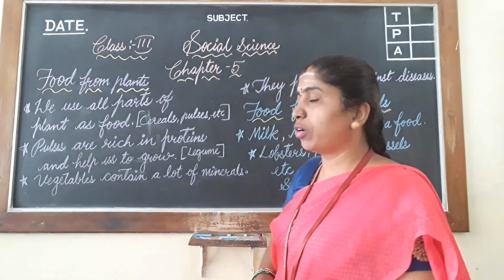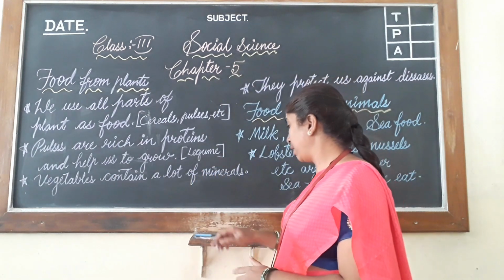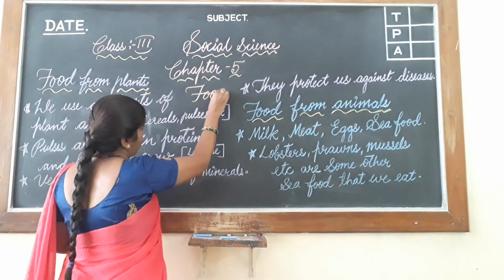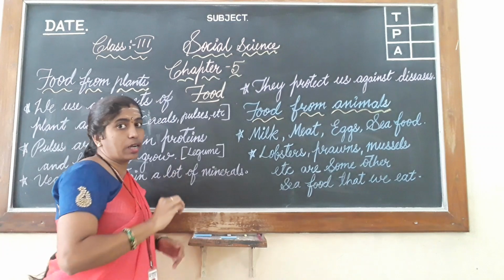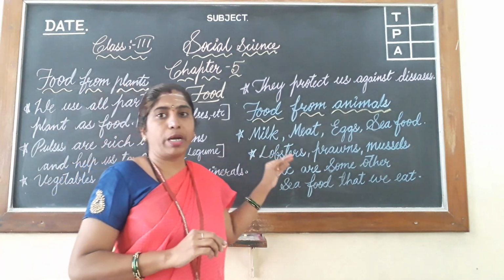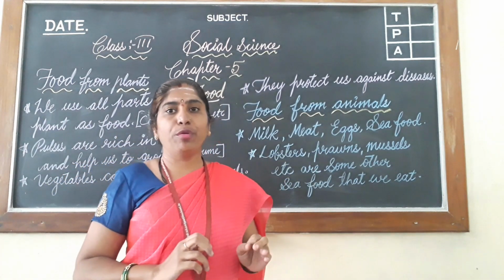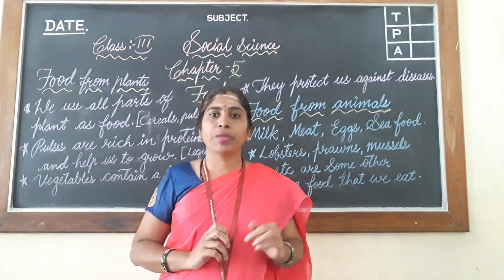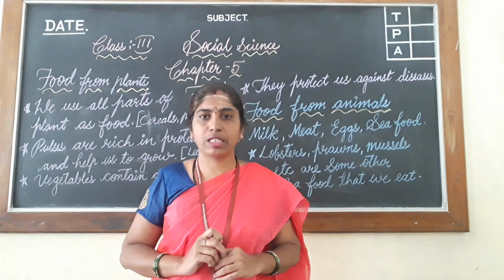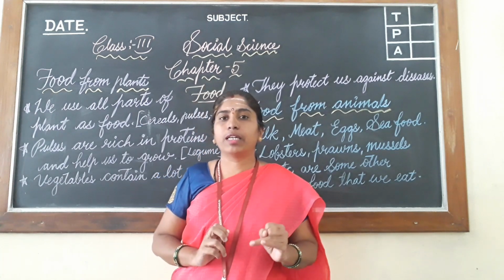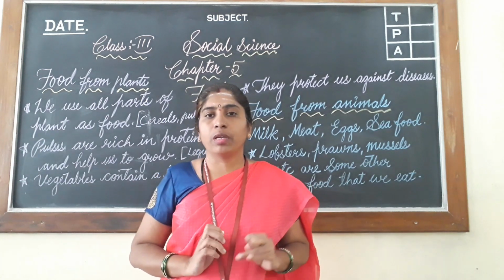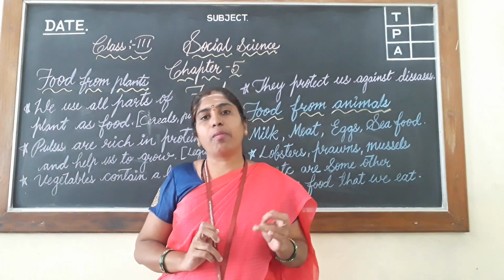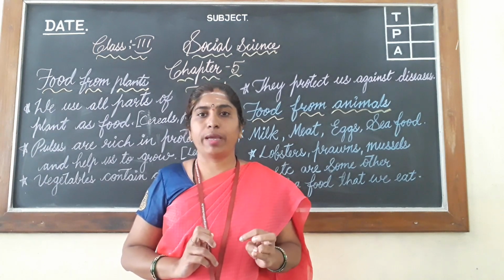In this session, you are going to learn about chapter 5, that is the food lesson. This is your third video. In the first part of the video, you learnt about why we need food. We need food to get energy, to grow and to protect ourselves from diseases, isn't it? Then what are the sources of food? The main source of food is plants, isn't it? Then you learnt about food chain and food web.